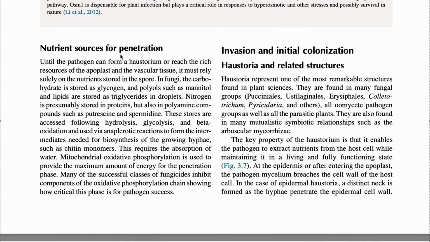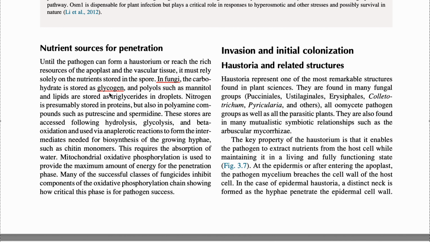Now the nutrient sources for penetration. Until the pathogen can form a haustorium or reach the rich resources of the apoplast and the vascular tissue, it must rely solely on nutrients stored in the spore. What happens in the case of fungi? The carbohydrate is stored as glycogen. This question comes in competitive exams. So remember, in fungi, it is stored in the form of glycogen.